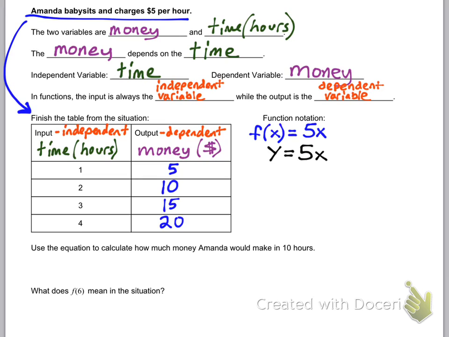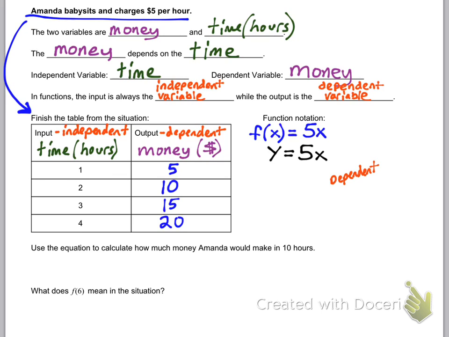Another way to write that is y equals 5x. Those are interchangeable. The only downside to this is you can't see the input happening on the left, but that's okay. This is what you have used before for graphing, so that's helpful to know.